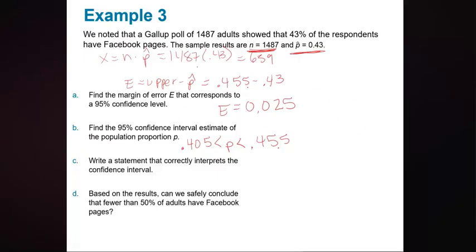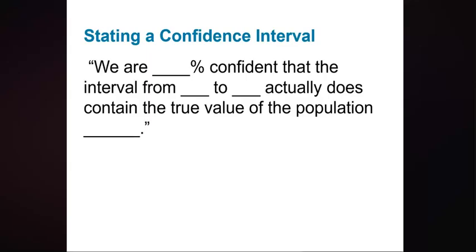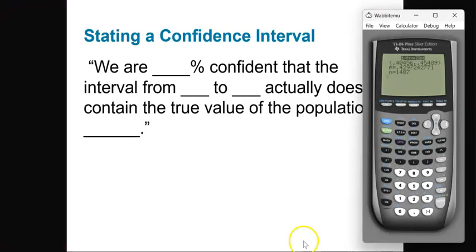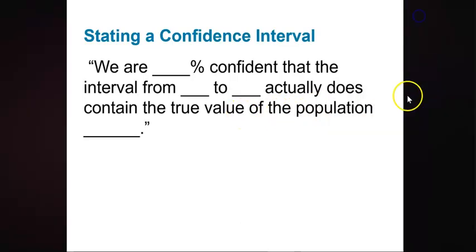I'm just going to use that fill in the blank. We are 95% confident that the interval from 0.405 to 0.455 actually does contain the true value of the population proportion P.